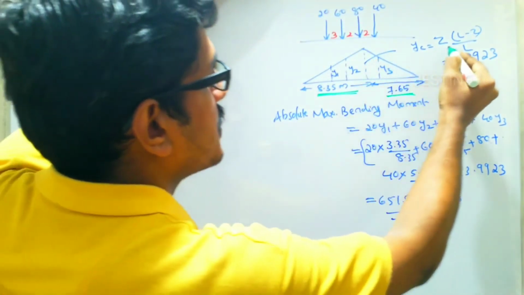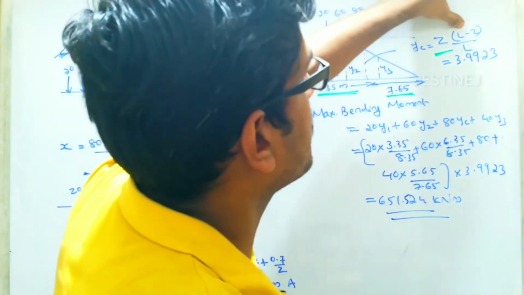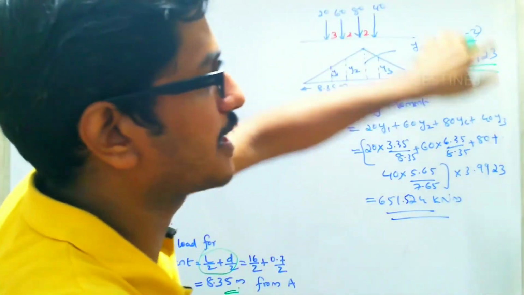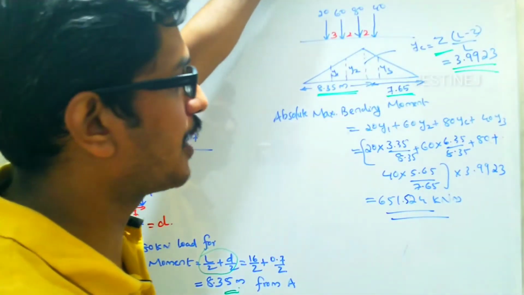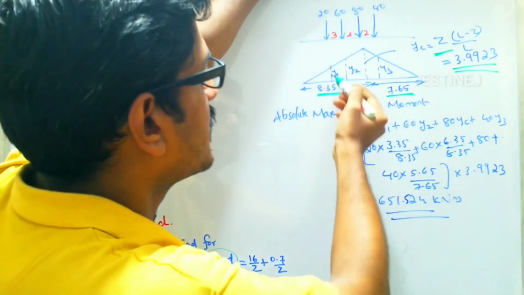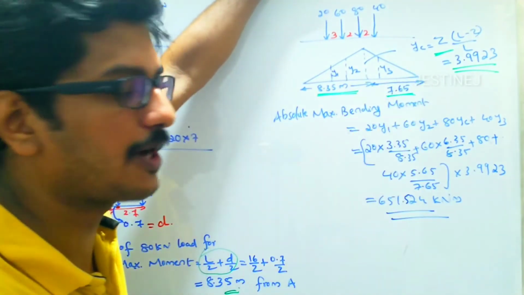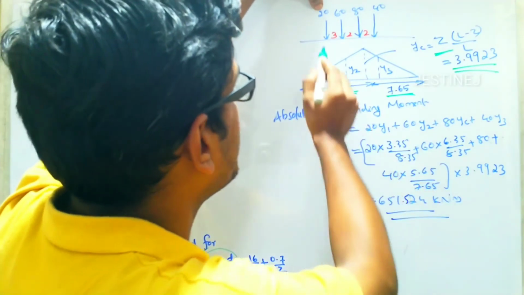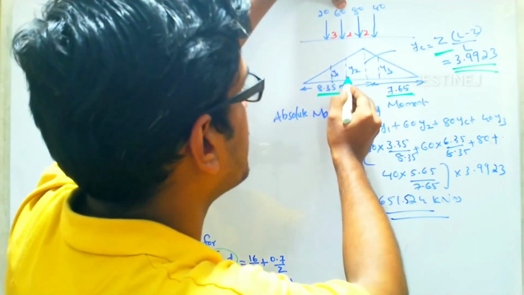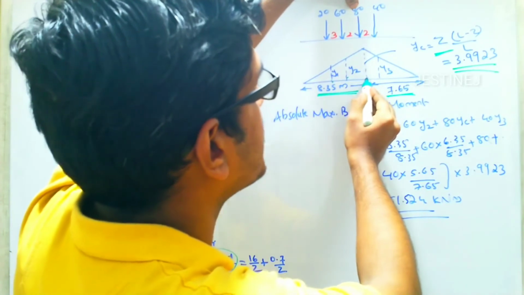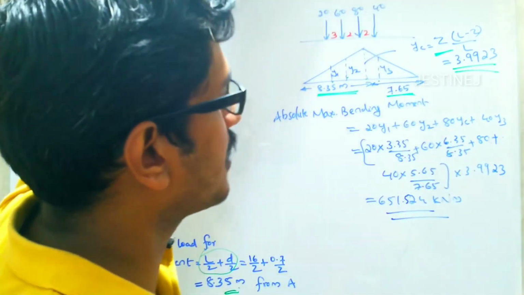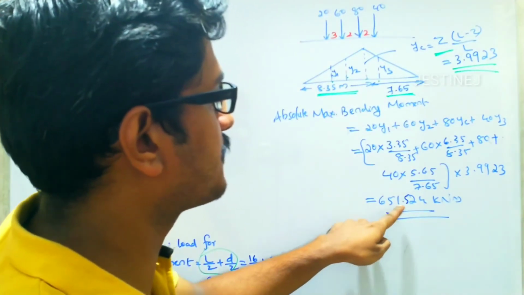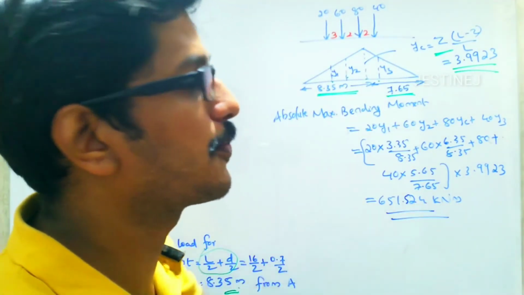Yc you can find easily using the formula Z multiplied by (L minus Z) by L. If you substitute the values, you finally get 3.9923. That is the yc value. Then y1, y2 and y3 you can easily find using the similar triangle law. After that, you multiply 20 by y1, 60 by y2, 80 by yc, then 40 by y3. Substituting the values, you finally get 651.524 kilonewton meter.